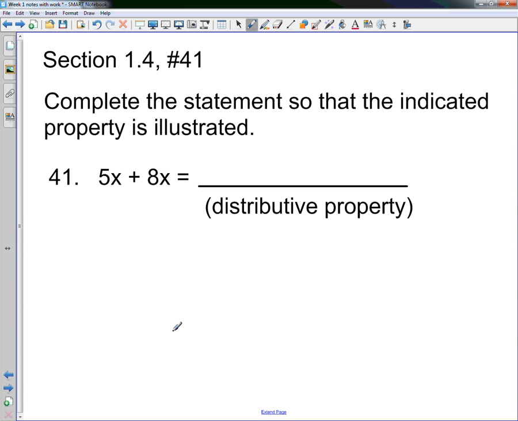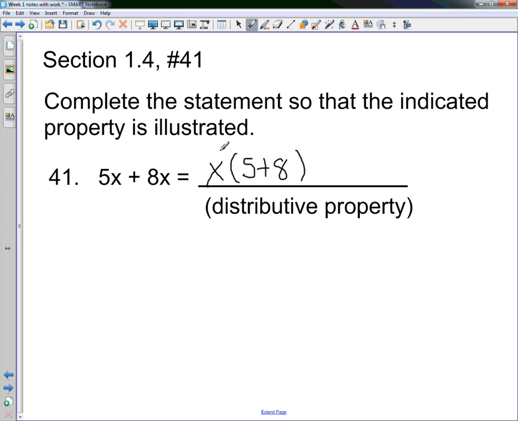So something's already been distributed into this problem. So we look at our problem. We have 5x plus 8x. Okay, so I notice that all of them, both terms, have an x. So I want to figure out how can I rewrite this so that the distributive property is used. So we're finding that they both have an x. So I'm going to take an x and I'm going to put it in front of the parentheses. And I'm going to put my 5 plus 8 in here.